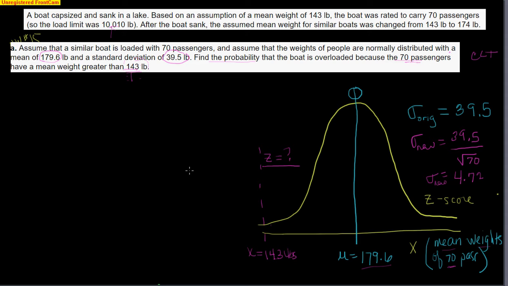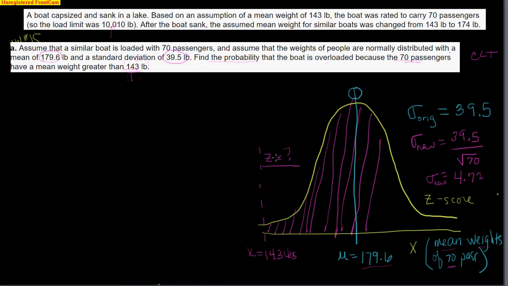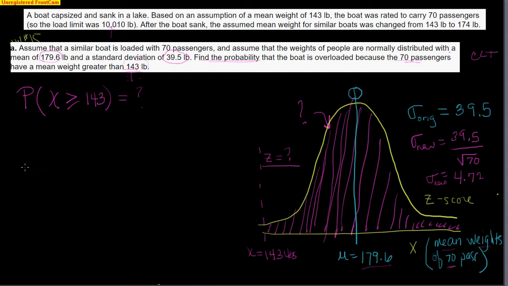But we're asked to find the probability that x̄ is greater than 143. This is where the boat sinks. If we exceed 143 pounds per person, then we cross over that 10,010 pound limit that the boat can take. All right, so the question is, what is the probability? That is our question mark. What is this area under the curve? Find the probability that x̄, or the mean weight of the 70 passengers, exceeds 143 pounds. And that's what we're solving.